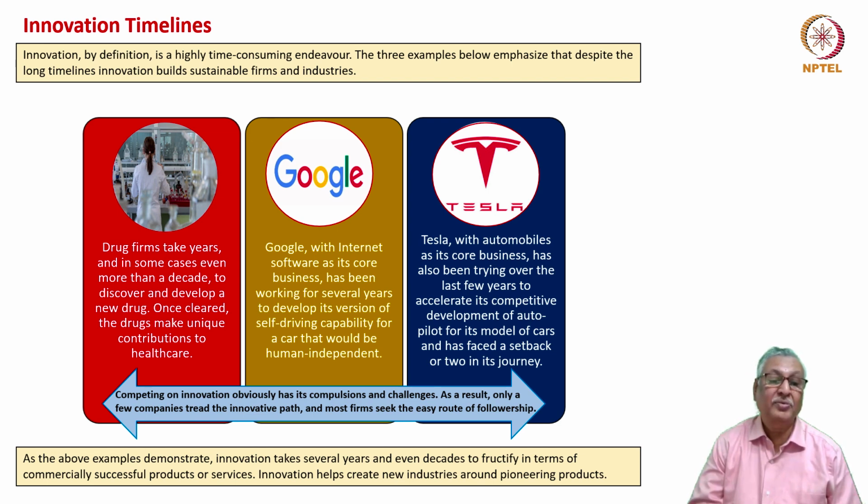As a result, only a few companies tread the innovation path, and most firms seek the easy route of followership. And between these two, we have differentiation, as we discussed. As the above examples demonstrate, innovation takes several years and even decades in certain cases to fructify in terms of commercially successful products or services. Innovation helps create new industries around pioneering products. If there were no innovation at all, it is difficult to imagine how society would be developing with the help of new products and services, and how differentiators would exist and how even followers would exist. So innovators are the essential nucleus for industrial development and social development.